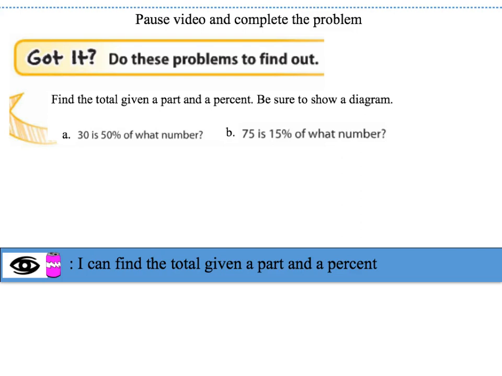So pause the video and complete the guided problems, and we will discuss the answers in class tomorrow. Please notice that there are two guided problems on this slide, guided problem A and guided problem B. Also, please be sure you show us a diagram for both problems.